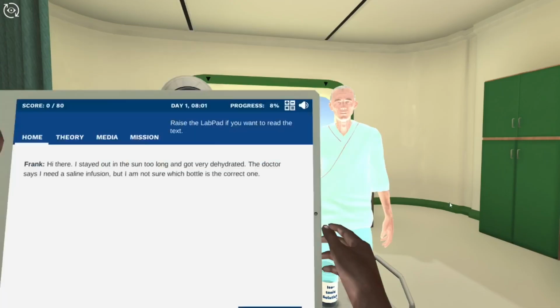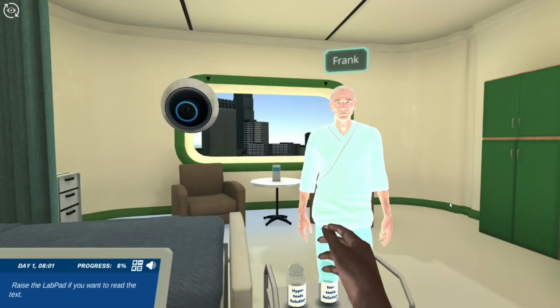Hi there. I stayed out in the sun too long and got very dehydrated. The doctor says I need a saline infusion, but I am not sure which bottle is the correct one.